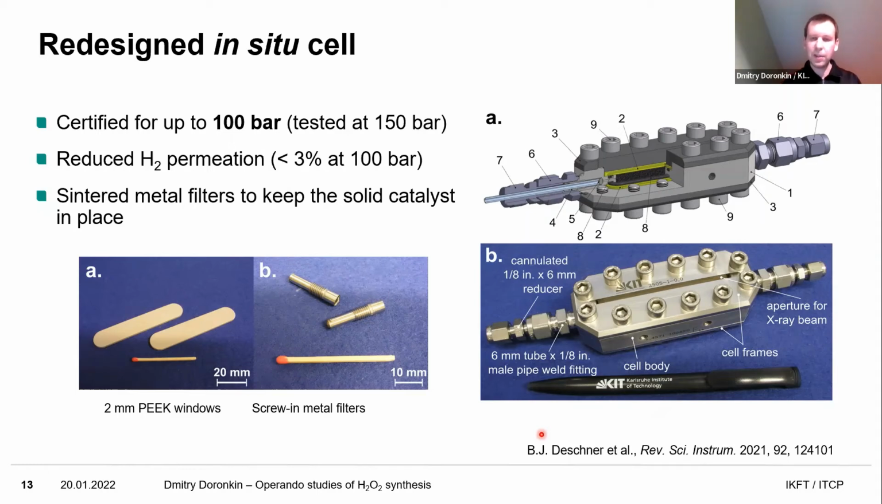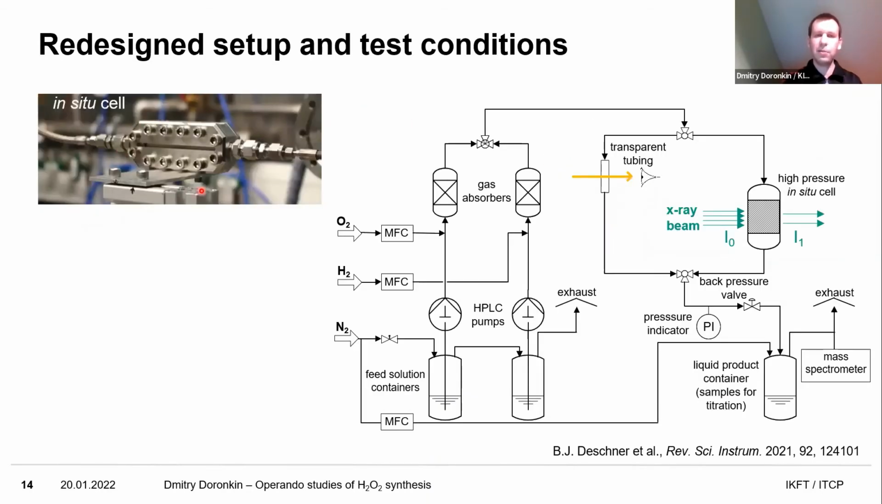Benedict Deschner, who did this work, is mostly an engineer, and I quite like his approach, because all of that was tested also theoretically, calculated. So we had higher pressures, we have negligible hydrogen permeation, we have now metal filters to keep the catalyst in place, so no matter how the viscous liquid pushes it, it can't go anywhere. So we have now a better cell, and that's how it looked at the beamline.